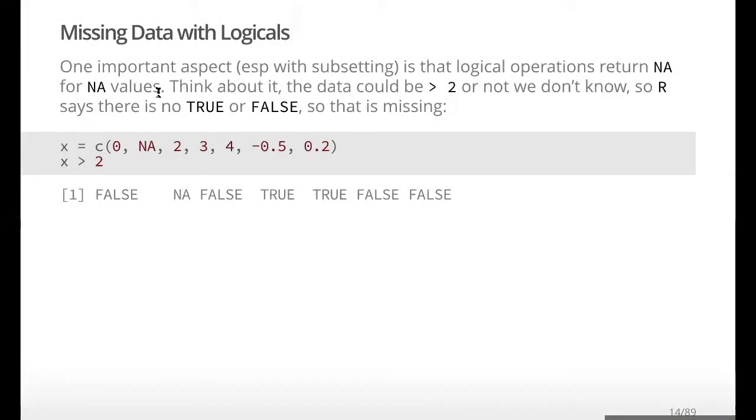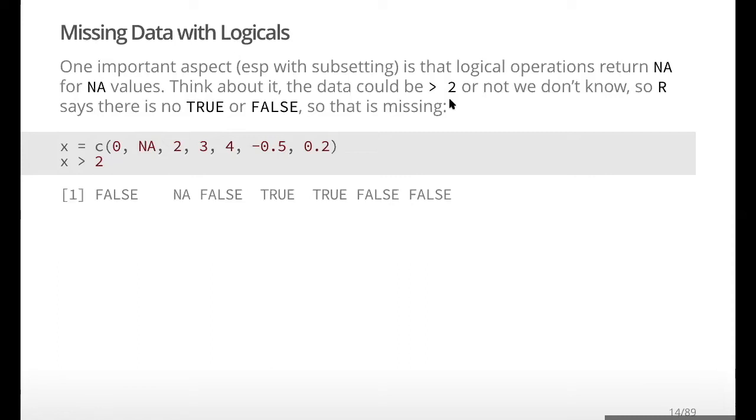So one important aspect of bracket subsetting is that when you do logical operations on NA values, it almost always will return NA unless there is a condition that sets it to be true or false. So I'll show you what I mean by that in a second. Let's say X is this vector that we've presented here. And let's say we say X is greater than 2. Well, we know 0 is not greater than 2, so that comes up false.